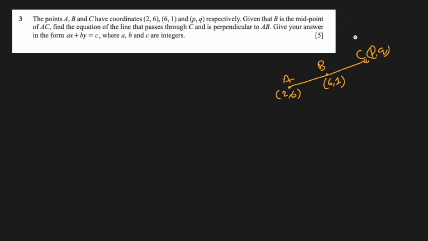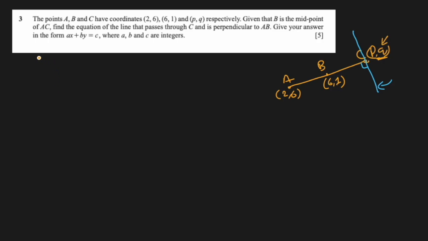Alright, that means this line, which is perpendicular to AB and passing through C, this line we have to find the equation of. Give your answers in this format where A, B, C are integers. To find the equation of this blue line, we should know its gradient, but it's not possible with just one point, and that point is also unknown, right?